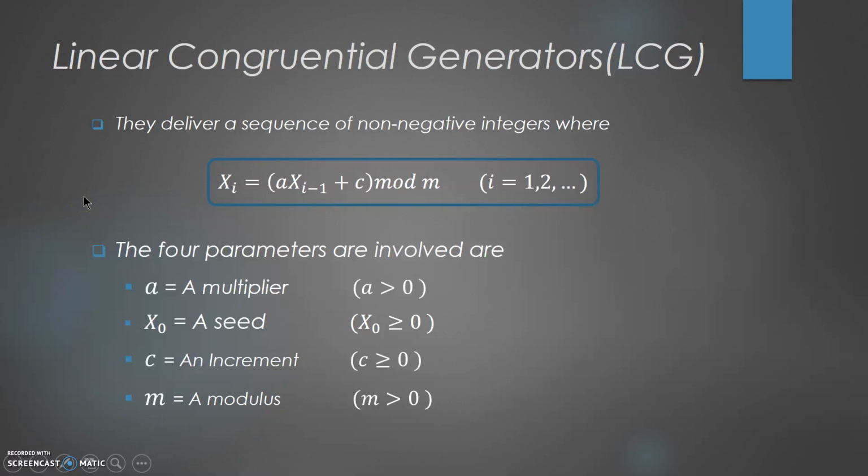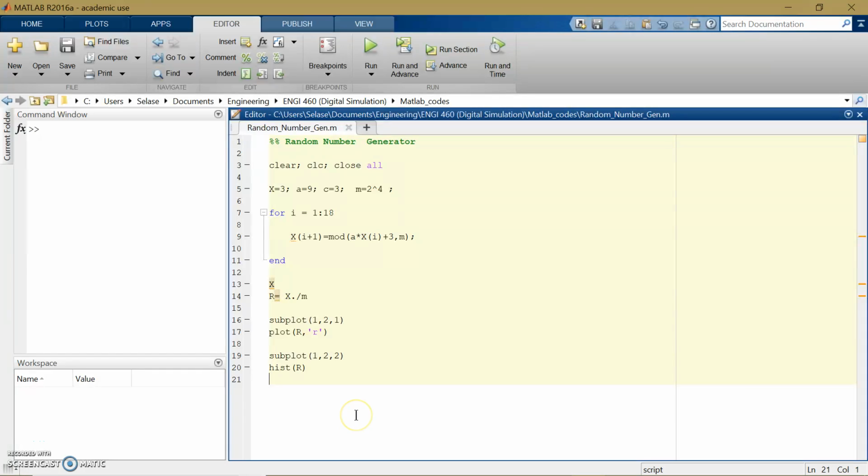So we're going to go into MATLAB to see an example of how this works and how the LCG generates the numbers. And that will be in the next slide. So in MATLAB, we're going to run the code, but first I'm going to go over it and try to explain what the code is doing.